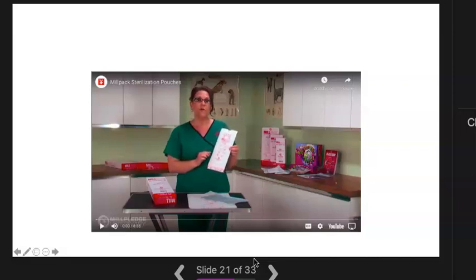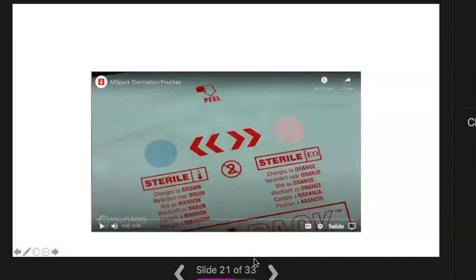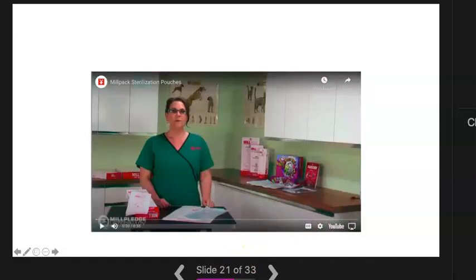The backing paper incorporates two indicator spots. One is sensitive to change when used in a steam autoclave and changes from blue to brown. The other is sensitive to ethylene oxide, and this will change from pink to orange. Meal packs can be sterilised in an autoclave on either a 249 degree Fahrenheit cycle for 15 minutes or a 273 degree Fahrenheit cycle for 3.5 minutes. This will ensure your sterility for the correct time and temperature.